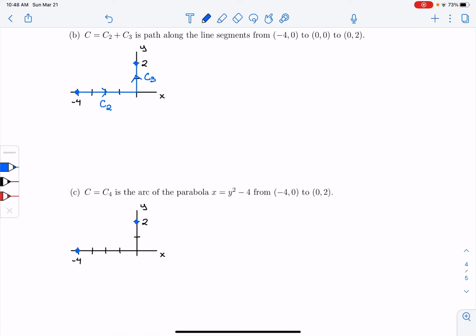Okay, so let me start with the line segment along the x-axis. I'm going to label the parameterization as r2 of t. I'm going to start at the point (-4, 0). And then I'm going to add t times ⟨4, 0⟩. That way at t equals 0, I start at the point (-4, 0), but then at t equals 1, I end at (0, 0).